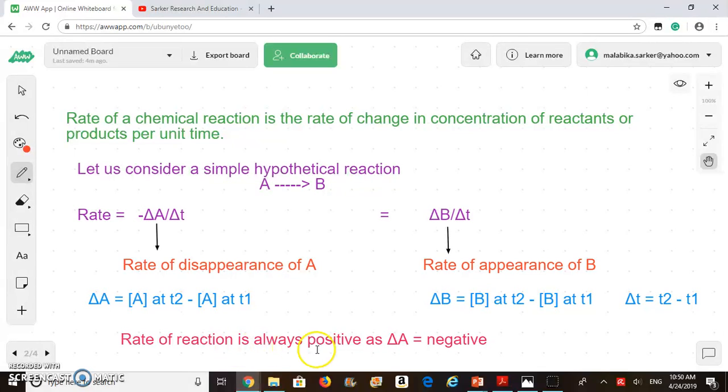Now, the rate of reaction is always positive. Since A is getting consumed, with time the change in concentration of A, delta A, will be negative, because at time T2 the concentration of A will be less. So here it will be negative, and negative times negative becomes positive. So the rate of reaction is always positive.